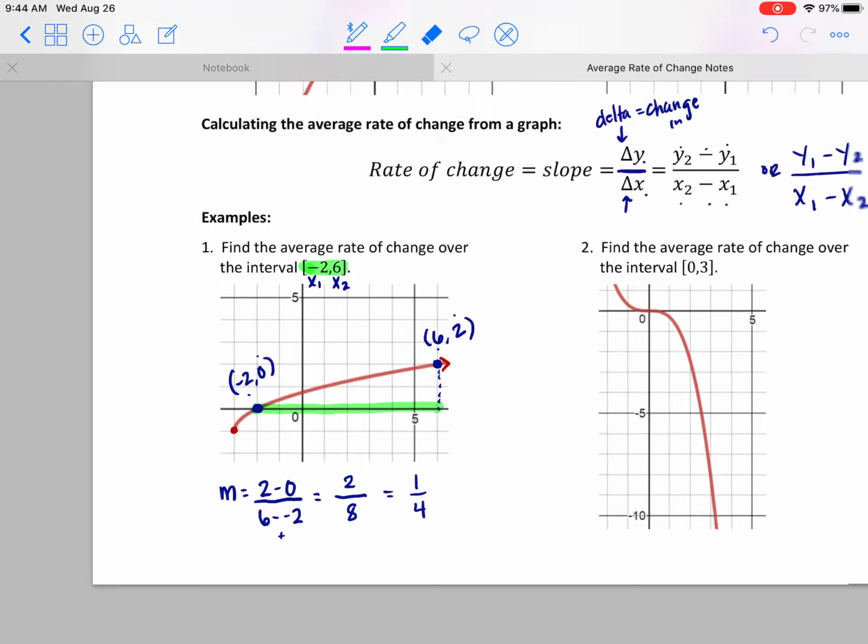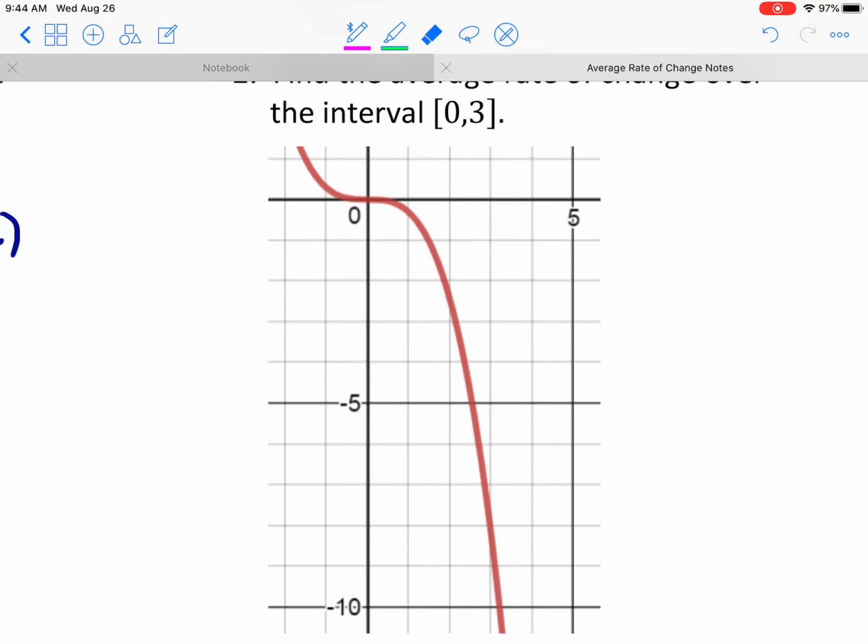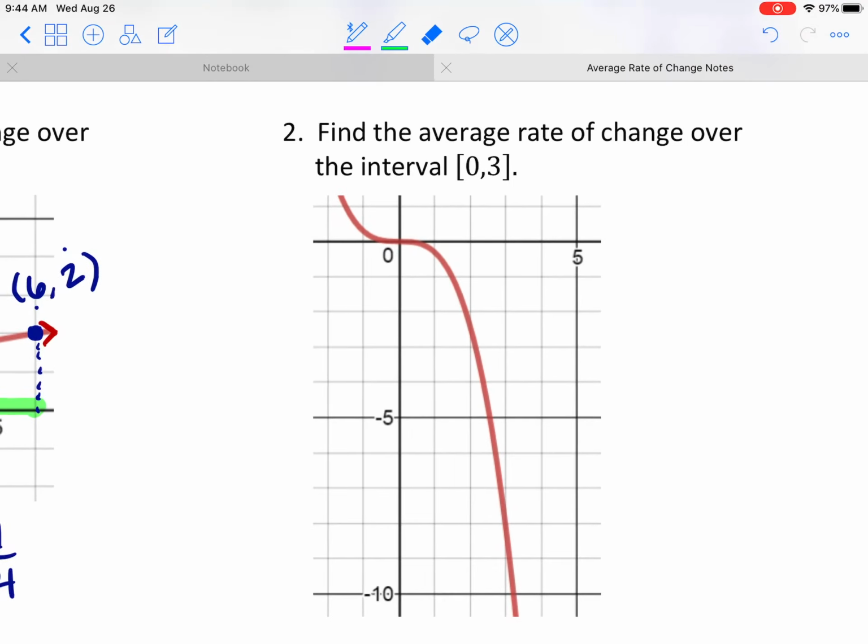Okay, let's try it again. So this one is, maybe you recognize, looks like a cubic function. We want to find the average rate of change over the interval from 0 to 3. So 0 to 3, that's the starting x and ending x. Okay, this is your x1, and x2. So I just want to find the endpoints of the graph over that interval.